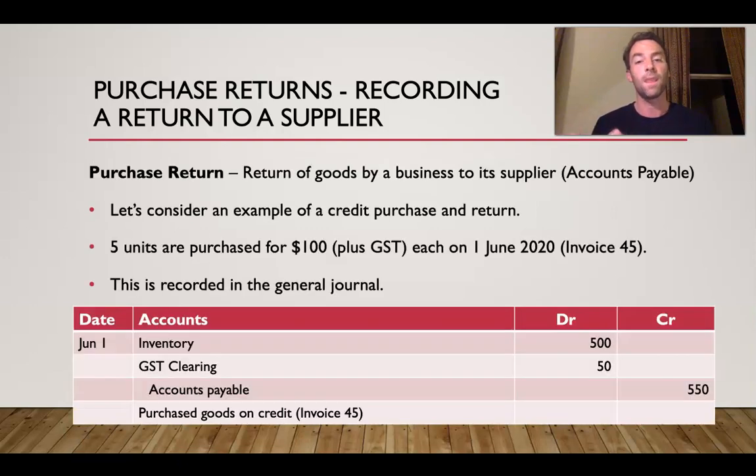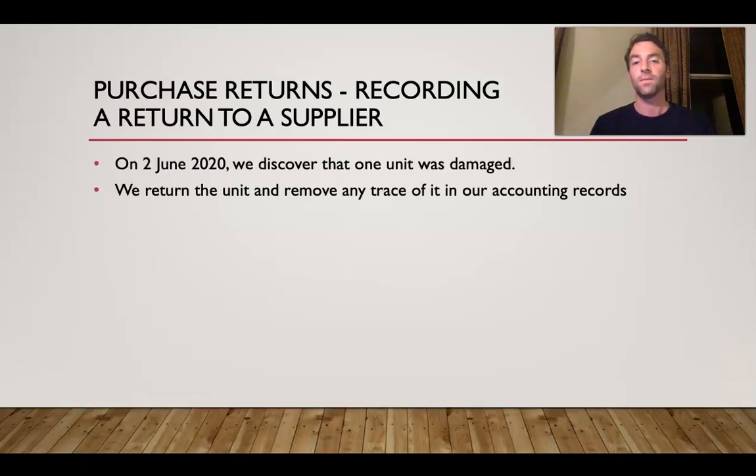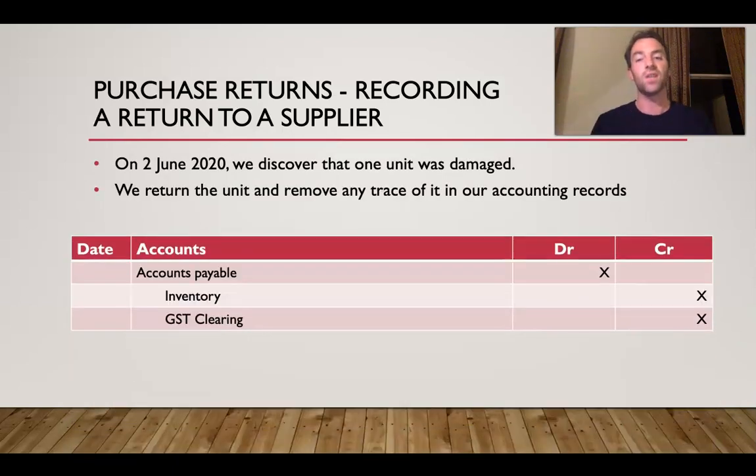We just recorded in our general journal the day before that we got 5 units of inventory. What have we actually got? 4. How do we fix this up? We remove any trace in our accounting records of that one item. How do we do that? We reverse our debits and credits.